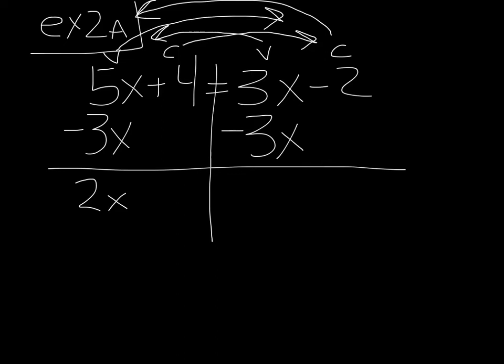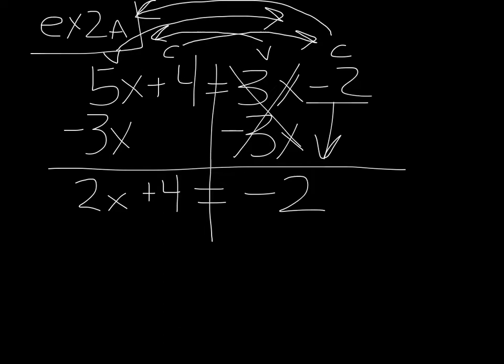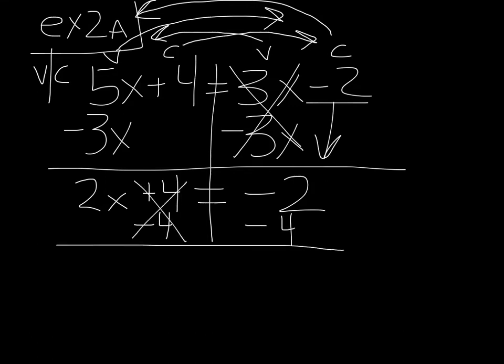So 5x minus 3x is 2x, drop the plus 4. 3x minus 2x is 0x, which is 0, so that is gone. And then over here, this is a negative 2 that drops down, so it equals negative 2. Now if you notice, we took the v's to the left side, so that means we need the c's on the right side. So the plus 4 we need to get rid of, so we subtract 4. And this is where it gets tricky again. You have to be careful.